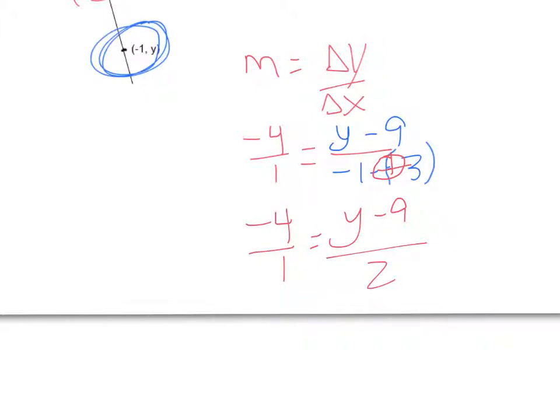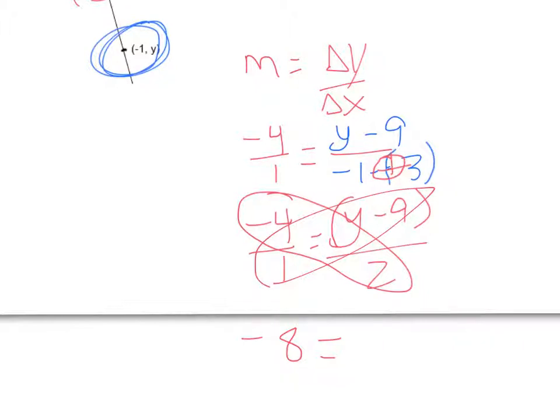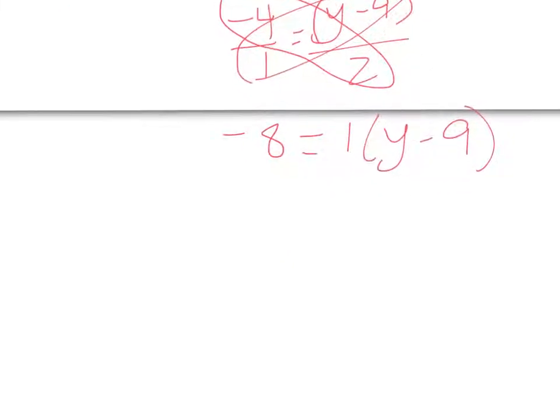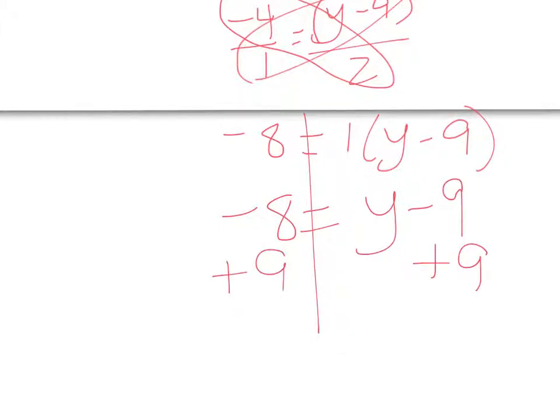Now I'm down to the cross multiplying step. So I can cross multiply negative 4 times 2 and get negative 8 equals, remember to put this in parentheses, 1 times y minus 9. That works out pretty well for us because 1 times anything is itself. So negative 8 equals 1y, 1 times negative 9 is negative 9. Solve my equation, add 9 to each side. I'm getting a positive 1 equals y.